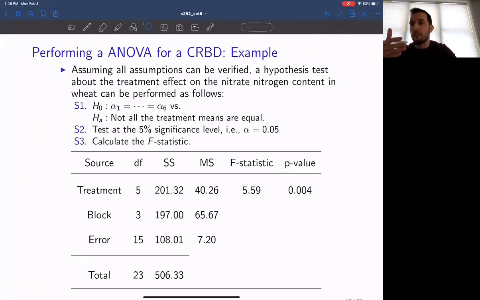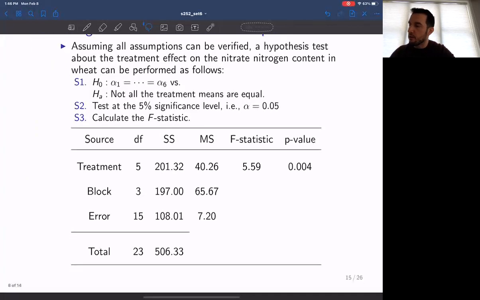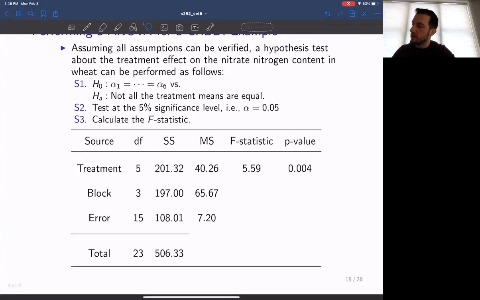So basically, the null hypothesis is that there is no treatment effect, versus the alternative that not all treatment means are equal, which is the same thing as saying there is a treatment effect. We tested at the 5% significance level, and then we calculate an F statistic, or a test statistic, for the treatment effect, which you can see here is 5.59, and that's found just by taking 40.26 and dividing by 7.20. So all the values in this table should be easy to compute. And then you can see that the exact p-value for this test would be 0.04.